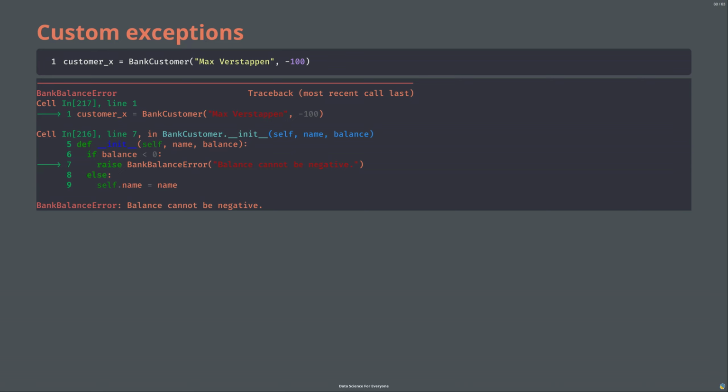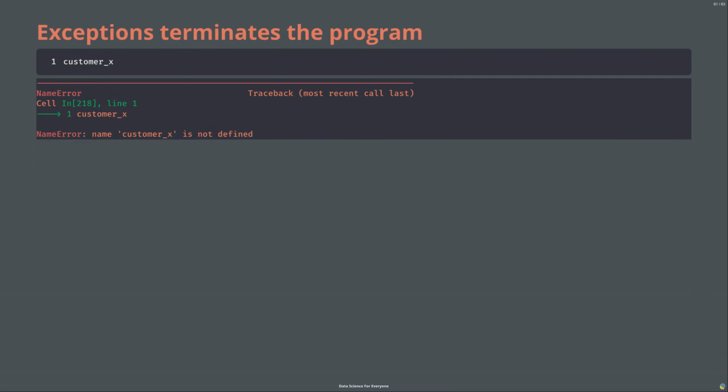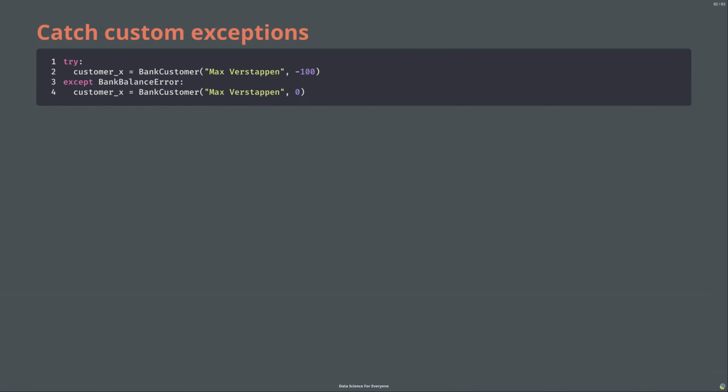Now, if we attempt to create a customer with a negative account balance, the BankBalanceError exception is raised. Previously, we dealt with this situation by merely printing a message and then creating an object with zero balance. The person using the code can choose to handle this exception with a try except block if they want, but it's not something we decide for them. For example, here the BankBalanceError is caught in the except block, and when that happens, the code creates a customer with a zero balance instead.